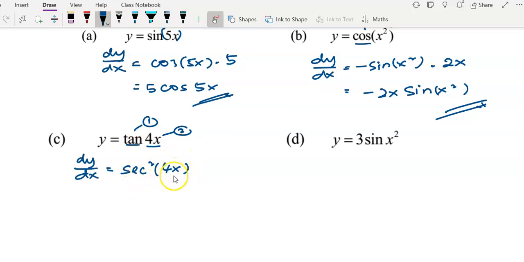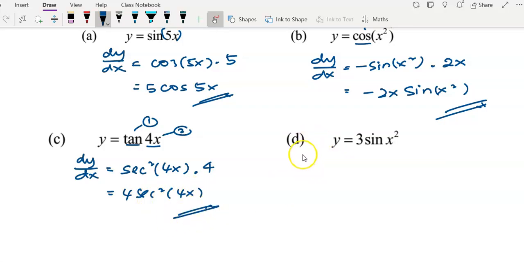Because 4x is the inner function, you just copy it down first. So now multiply by, yes, second, now it's the turn to differentiate the 4x, you get 4. Differentiate 4x with respect to x, you get 4. Then rearrange it. You get 4 secant squared 4x.